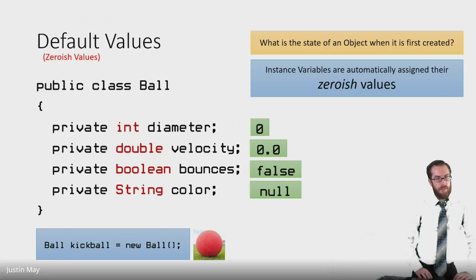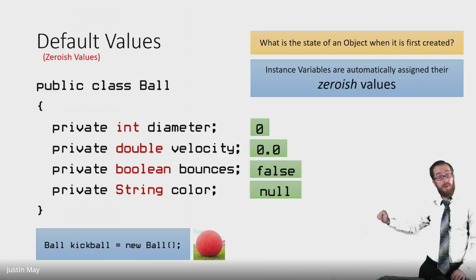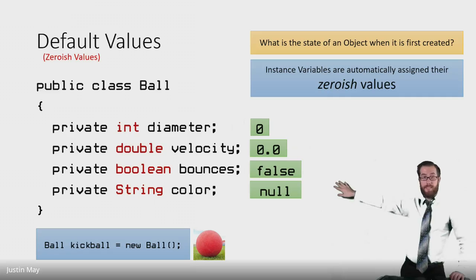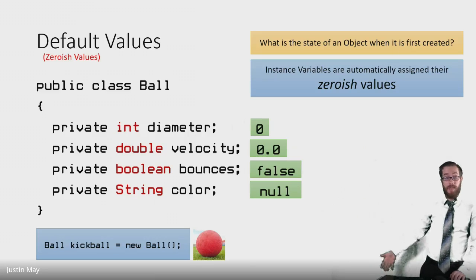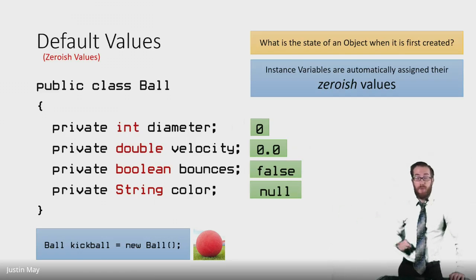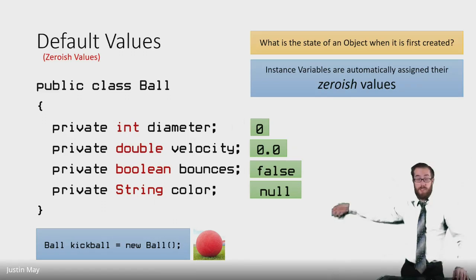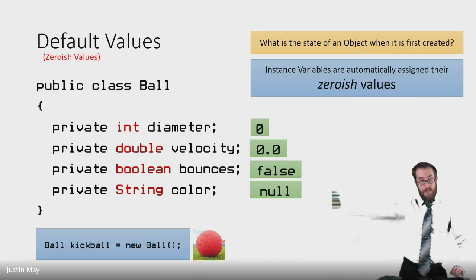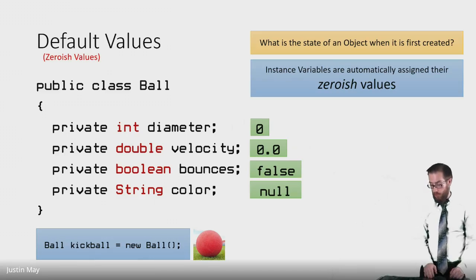The zero-ish value of an int is going to be 0. A double is 0.0. A Boolean has a zero-ish value of false, and strings or any other object, anything that's not an int, double, or Boolean, will have the zero-ish value of null, which effectively means nothing. It's not even a string, it's just nothing. These are the zero-ish values. And so when you create a new object, these are the values that will be assigned to all of its instance variables, all of its attributes.